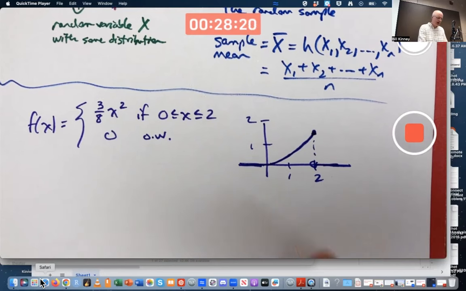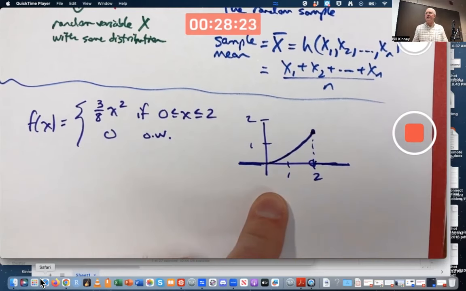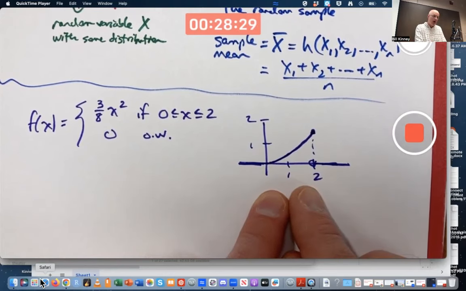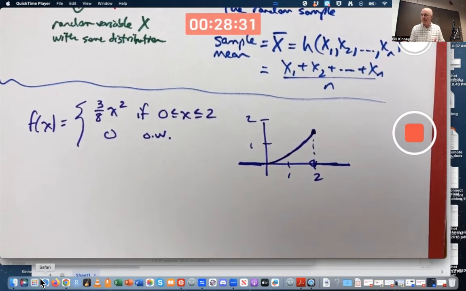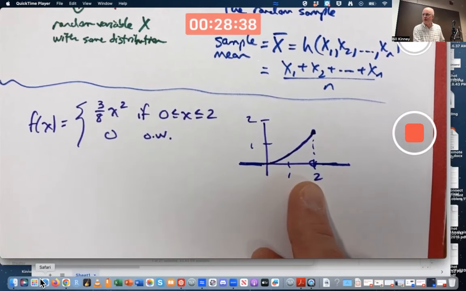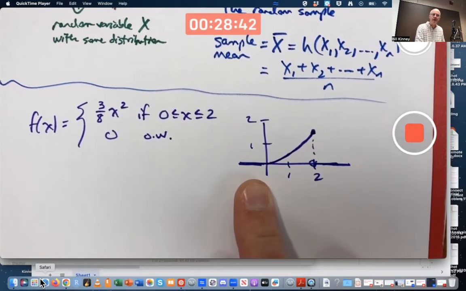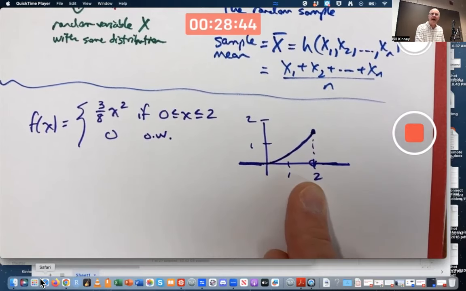Try to imagine a situation where you've got data that you're trying to model in such a way that this is a good model, meaning all the data values are between 0 and 2, first of all. Nothing bigger than 2, nothing less than 0. Second of all, they tend to cluster closer to 2 than they do to 0. The density is higher near 2 than it is near 0, pretty significantly higher.